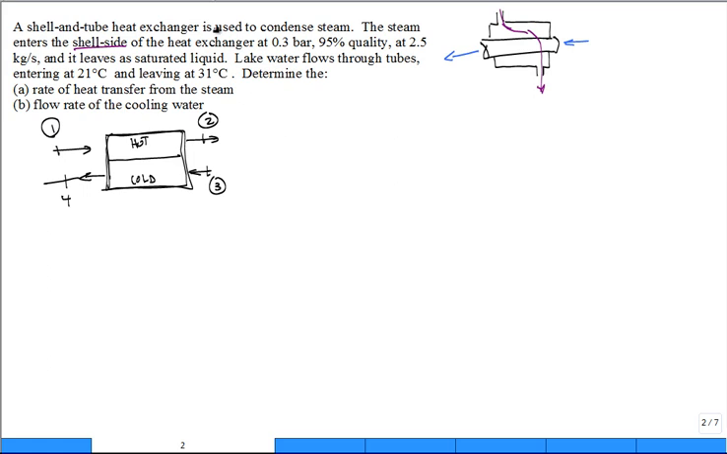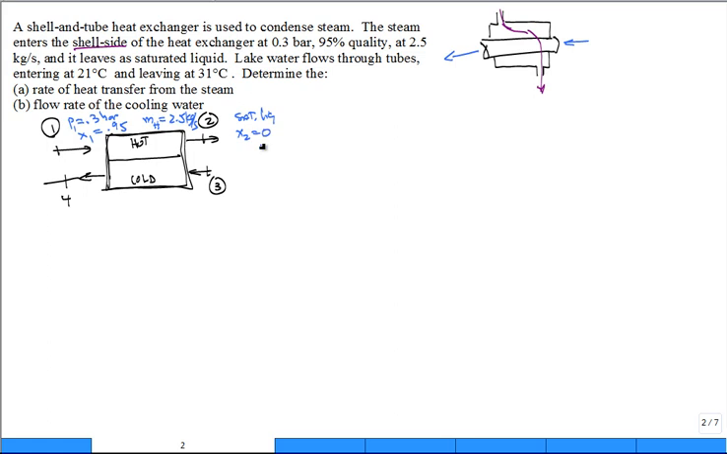Okay, let's just add some numbers here. So the pressure at 1 is 0.3 bar. The quality at 1 is 0.95. The mass flow rate of the hot fluid is 2.5 kilograms per second. And it leaves a saturated liquid. So the quality at 2 is 0.